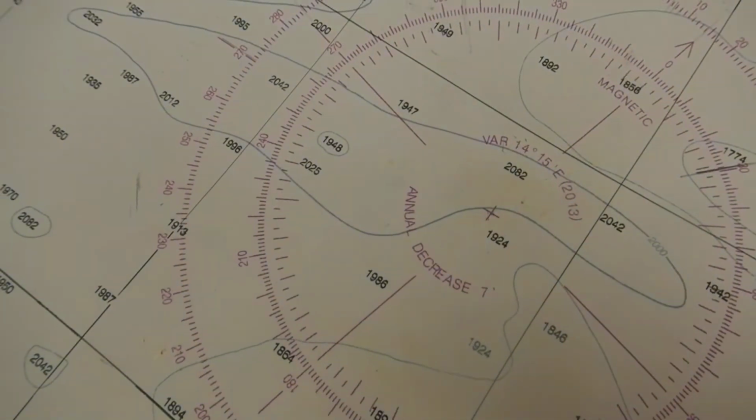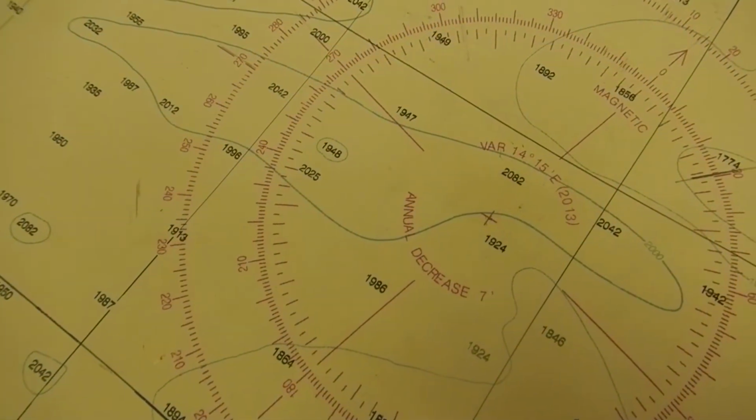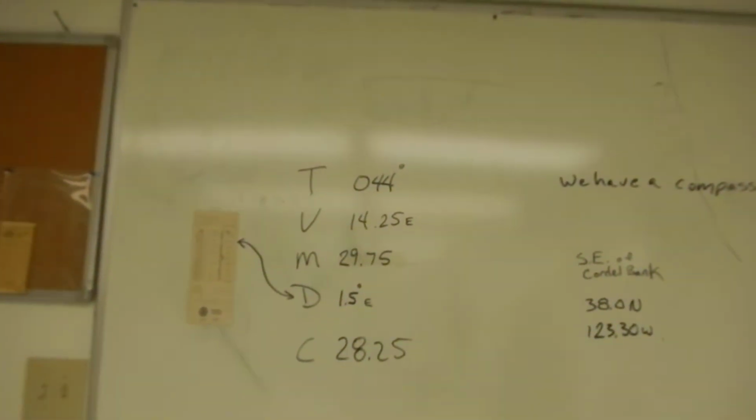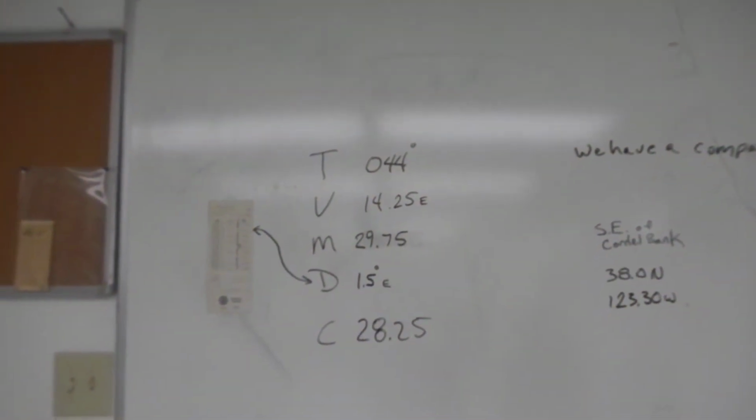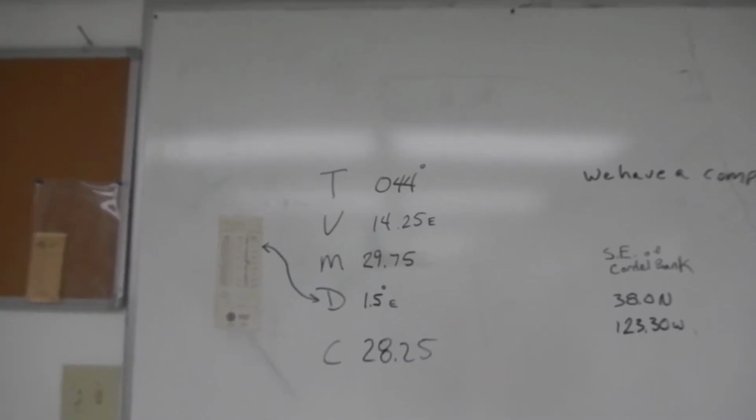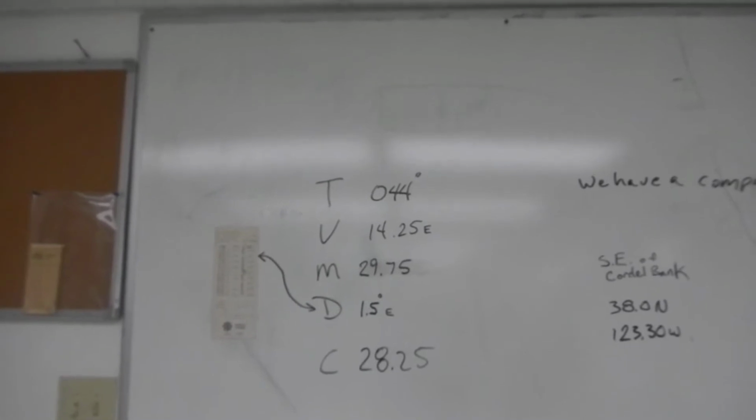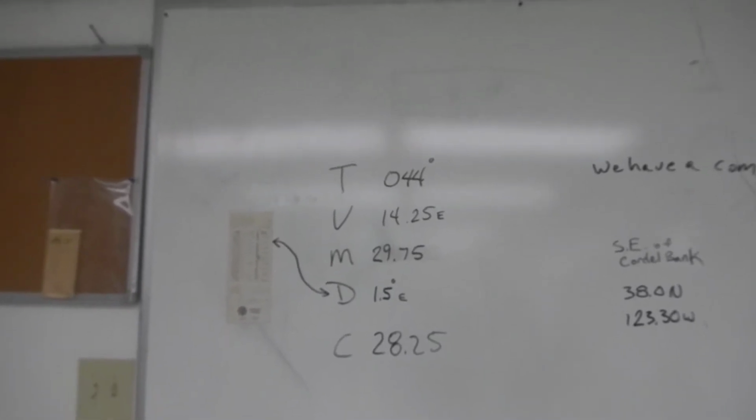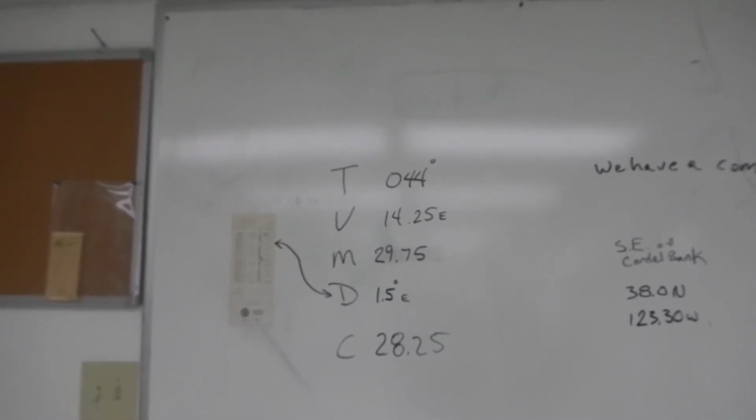Then I came down and I looked at the variation in this compass rose, which is 14 degrees 15 minutes east. So I put 14.25 east as that decimal. That, since it's an east, gets subtracted and gives us a magnetic of 29.75.